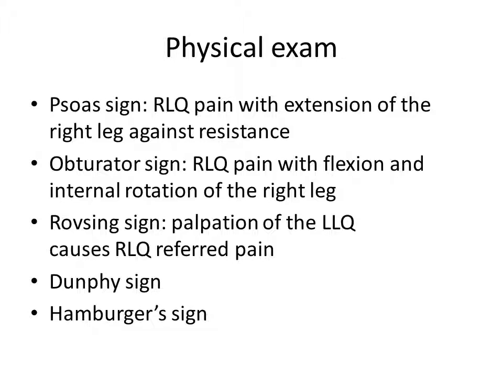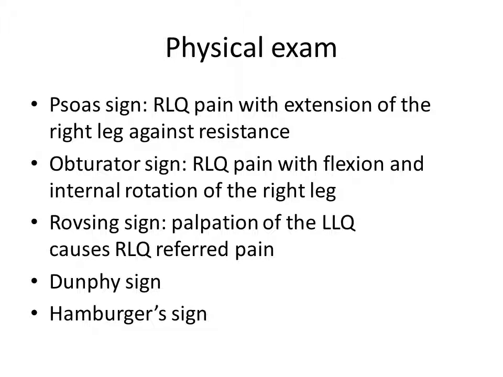then that is a positive psoas sign. Now for obturator sign, they would again have pain in the right lower quadrant when you flex the leg and internally rotate the right leg. So with flexion and internal rotation of the right leg, if there is pain in the right lower quadrant, this again can be a positive sign of appendicitis, and this is referred to as obturator sign. Now, Rovsing sign is also another one that is seen with appendicitis, and basically deep palpation of the left lower quadrant will produce pain in the right lower quadrant.